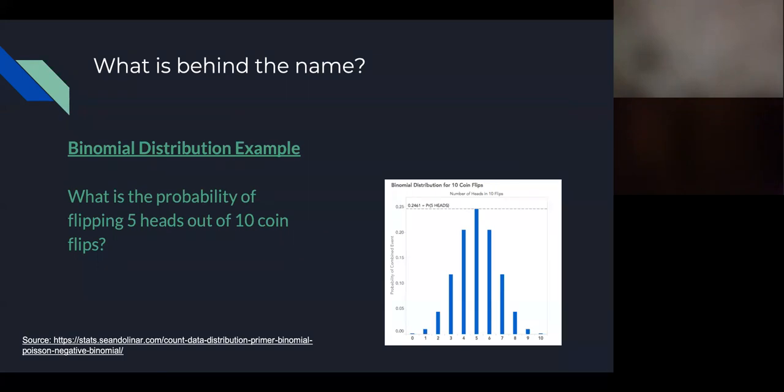Note that the curve of the binomial distribution is similar to the normal distribution, the key distinguishing feature being that the binomial distribution takes on discrete values versus continuous values for the normal distribution.